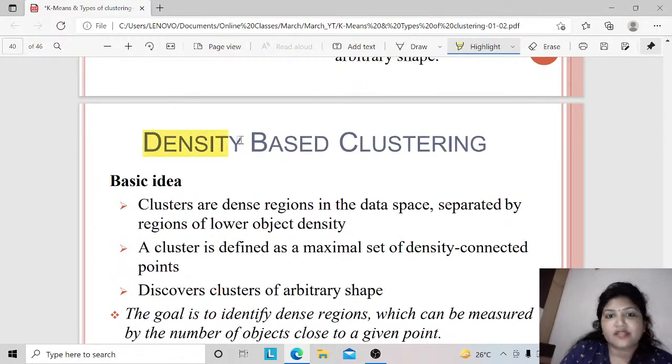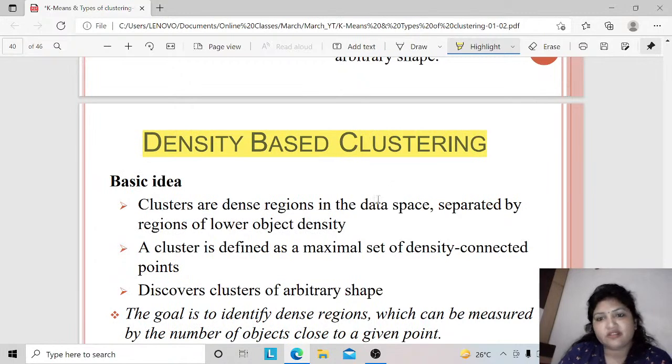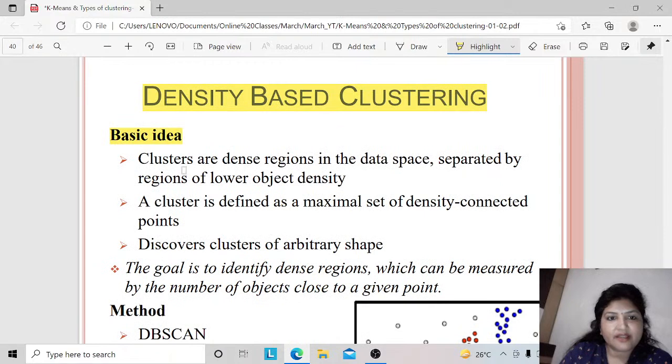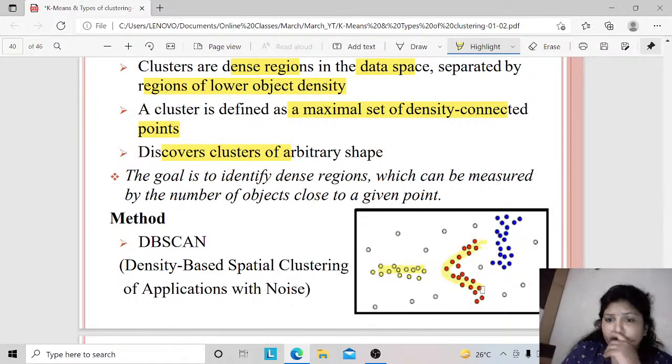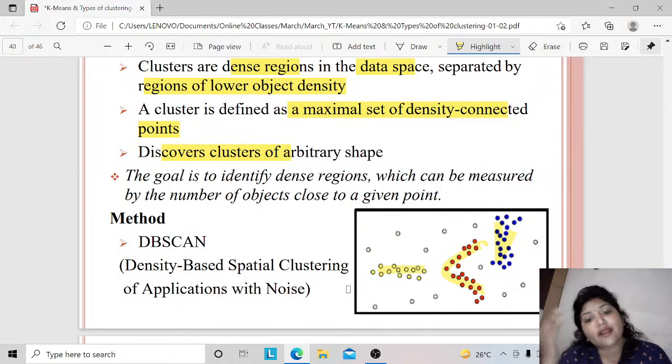So density based clustering comes into the picture to overcome these difficulties, right? The basic idea behind that is clusters are dense regions in the data space separated by regions of lower object density. A cluster is defined as the maximal set of density connected points, and it discovers clusters of arbitrary shapes. So you might be having different shapes. Density is used to handle the outliers and the noisy points.